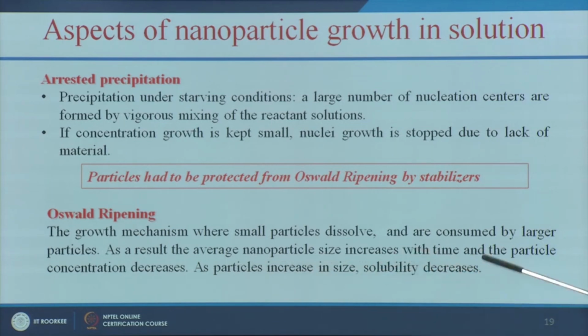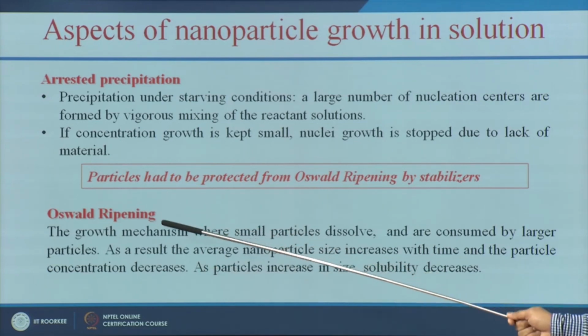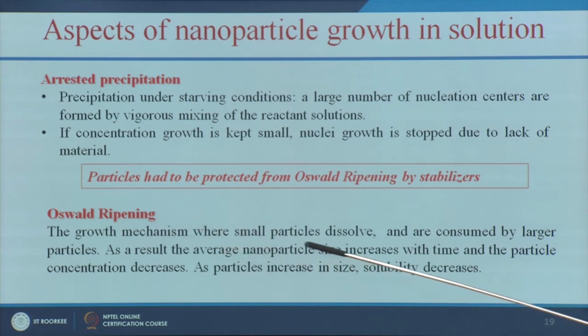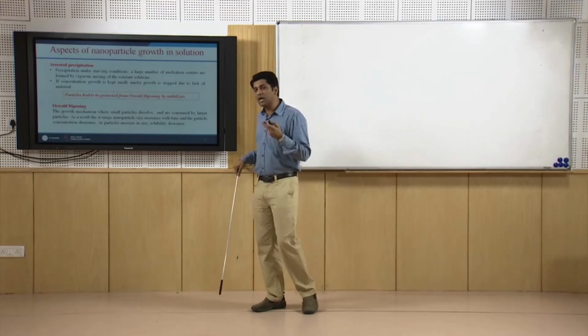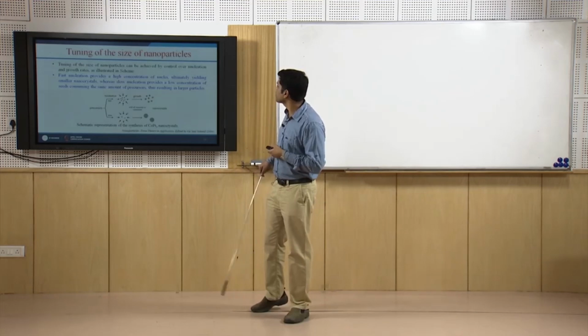And the particle concentration gets decreased. So, if the particle size is increased, it decreases the solubility. This is called Ostwald ripening. That means the small particles dissolve and are consumed by the larger particles. By using a stabilizing agent, we can protect the particles from Ostwald ripening.